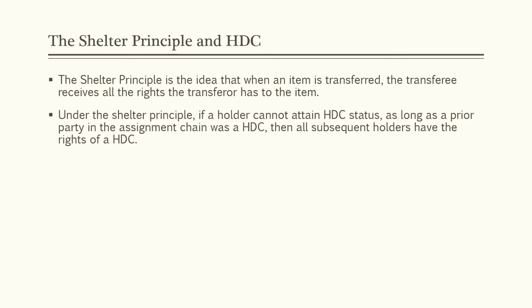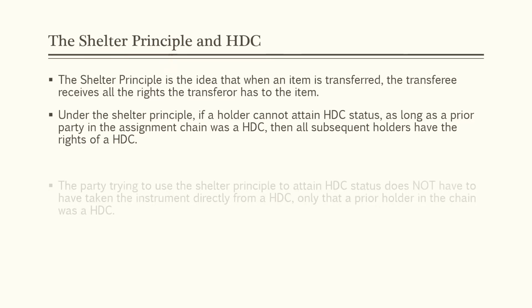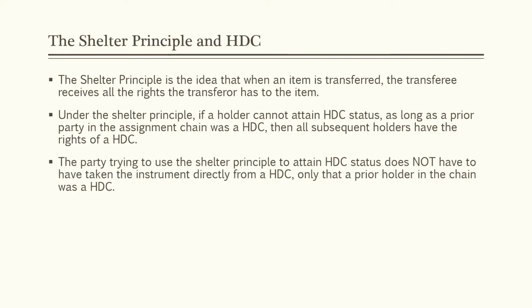Under the Shelter Principle, if a holder cannot attain holder in due course status because of some defect, as long as a prior party in the assignment chain was a holder in due course, then all the subsequent holders have the rights of a holder in due course. The party trying to use the shelter principle to attain holder in due course status does not have to take the instrument directly from a holder in due course. It only requires that a prior holder in the chain was a holder in due course.